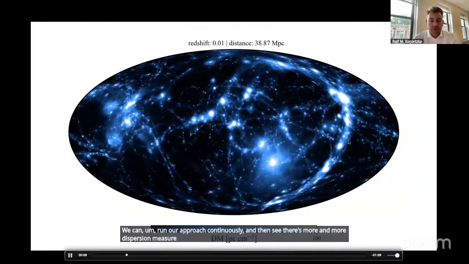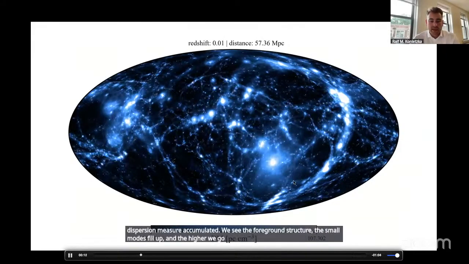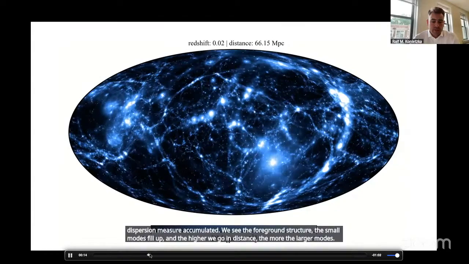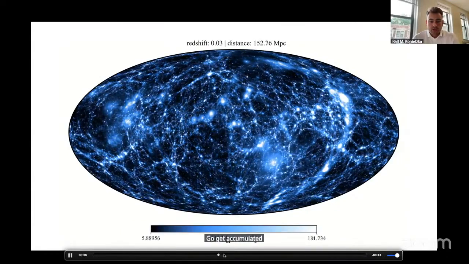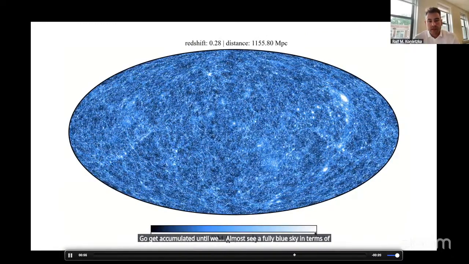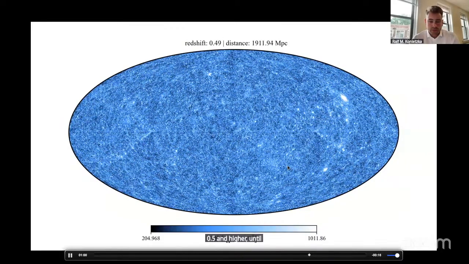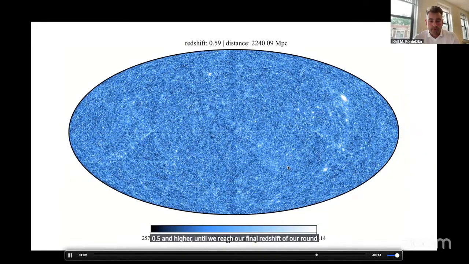We see the foreground structure, the small modes fill up, and the higher we go in distance, the more the larger modes get accumulated until we almost see a fully blue sky in terms of dispersion measure at roughly redshift 0.5 and higher until we reach our final redshift of around redshift 1.3.